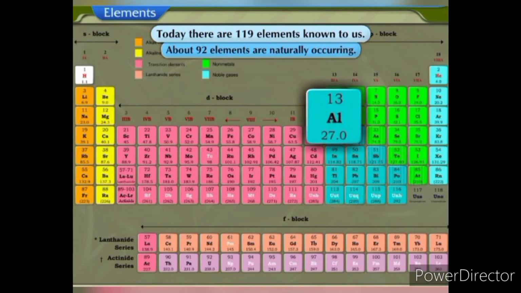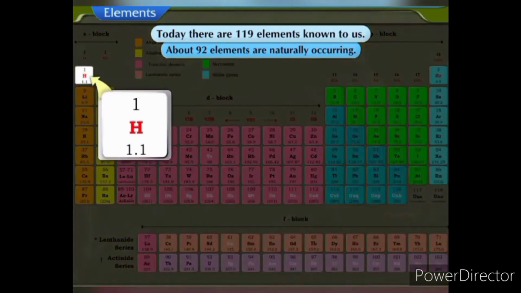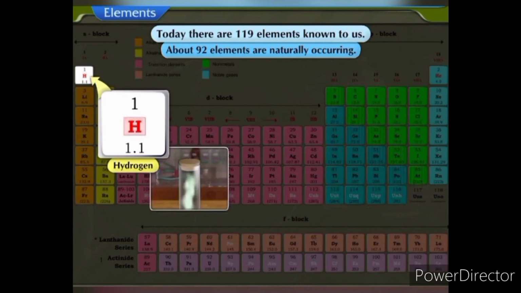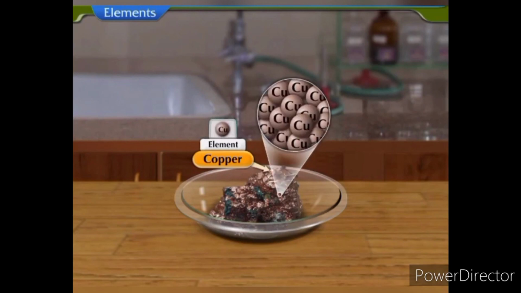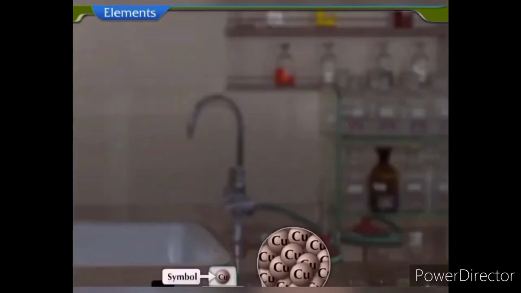An element can be represented by using a symbol. For example, the symbol of hydrogen is H. A molecule of hydrogen consists of 2 hydrogen atoms. Hence, the molecular formula of hydrogen is written as H2. Copper is an element. It is made up of only copper atoms and is represented by the symbol Cu.